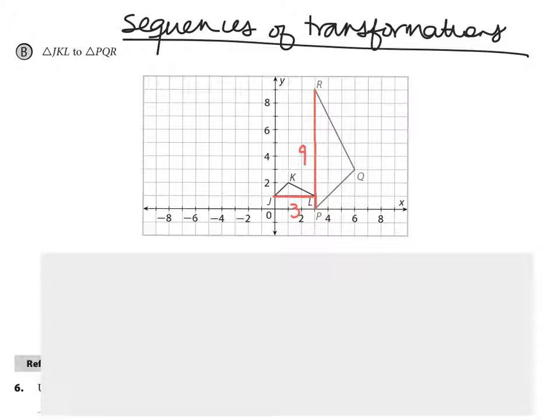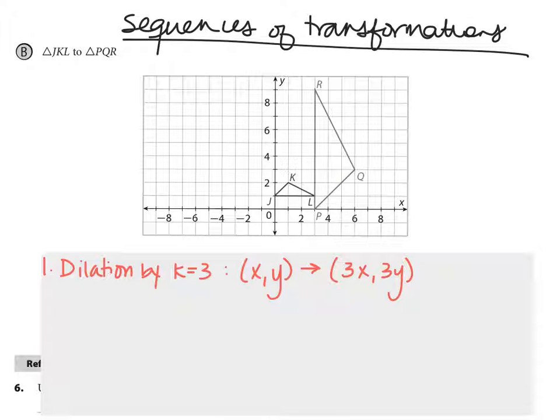So the first thing I'm going to do is write out that I've got a dilation here by a scale factor of 3. And then just to help myself, I'm going to actually perform that dilation. So I, again, think about drawing those lines like we did today. So from the center, J is 1 away vertically. So then my new point is going to be 3 away vertically. All right, so this is going to be my new J prime.